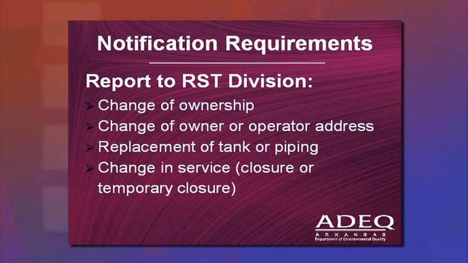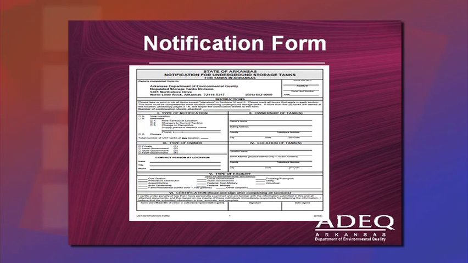Notification requirements. We talked about this a little bit earlier. If you have a change of ownership at your facility, a change of owner or operator address, or you replace a tank or any section of piping, we have to be notified. If you have a change in service, where you have a closure or a temporary closure at your facility, we have to be notified. The notification form is a little booklet, and there's nothing to it. Any of those things take place, we have to be notified. We'll send you this form, and you can fill it out.